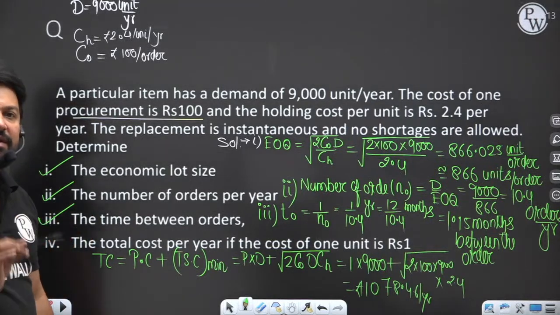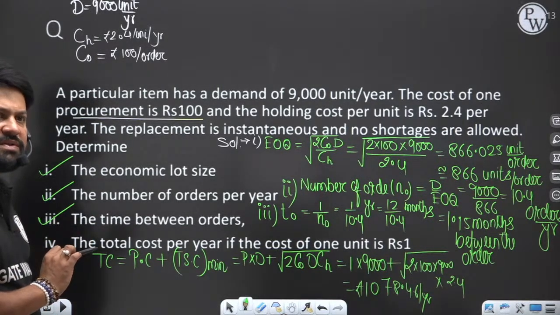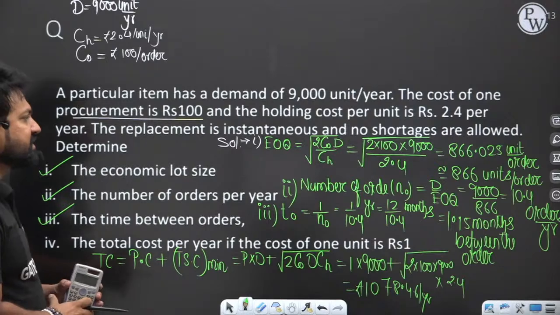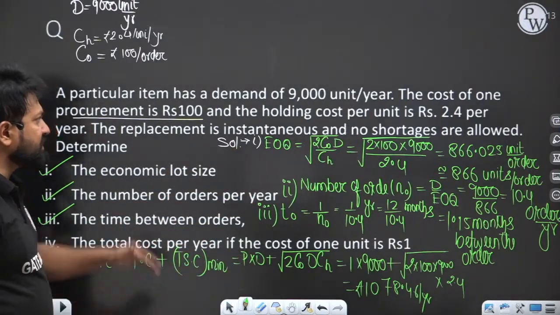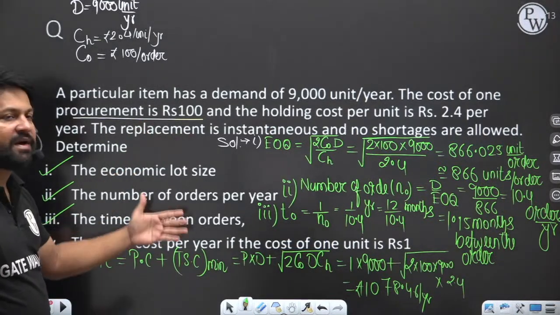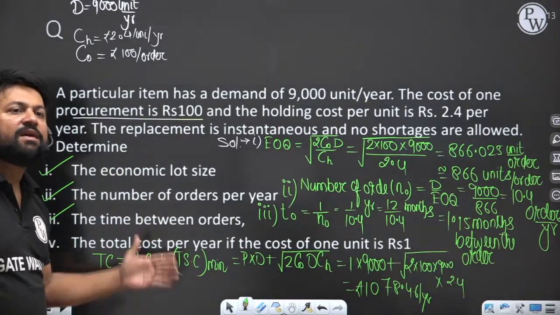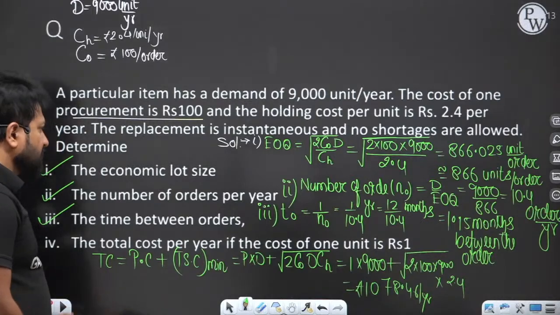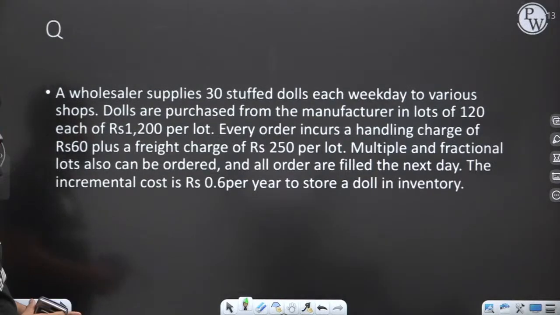Is the question clear? Is there any doubt in this question? I hope this question is crystal clear, and here is the solution. This question can be asked in 4 ways. Let's say the question can be asked in MSQ also.